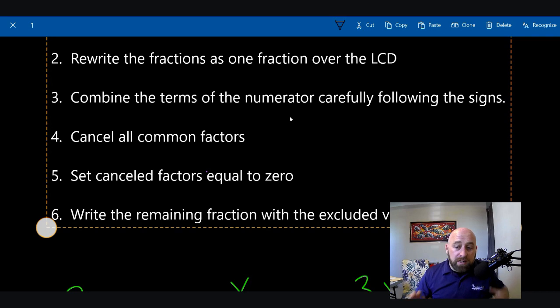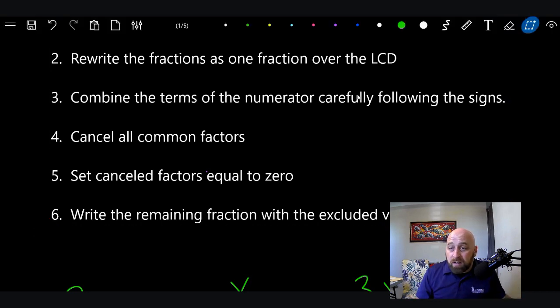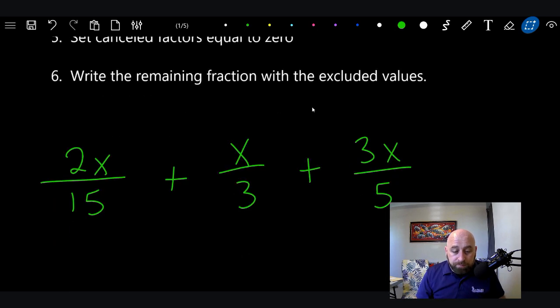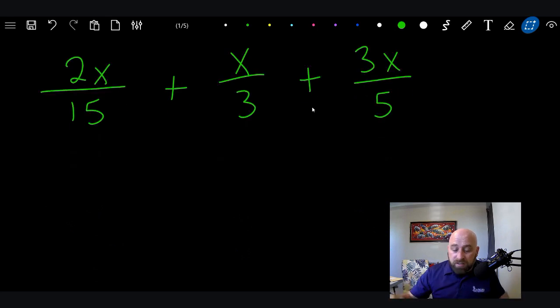Okay? So again, this is just combining 2 different lessons that we've already done. Combining the lesson from 11.5, where we did adding and subtracting, and then the lesson from 11.6, where we found the least common denominator. All right, let's just start on it. Let's see how you guys do with this.